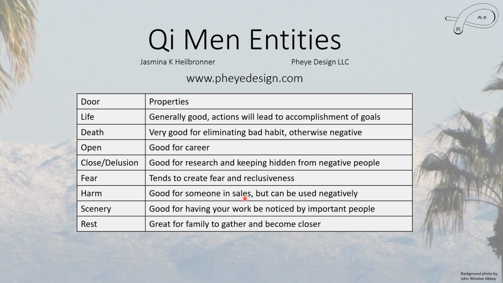But it can be used negatively, and I hope you don't, because this again will turn around and bite you anyway. So use it positively. The scenery door is excellent for having your work noticed by important people, people that can change your life. So, for example, if you were to have the chief and the scenery door at your front door or in your home office, that would be fantastic, because this will help your work get noticed by the important people, and they'll be impressed, and it's very good. Of course, assuming you've done good work.